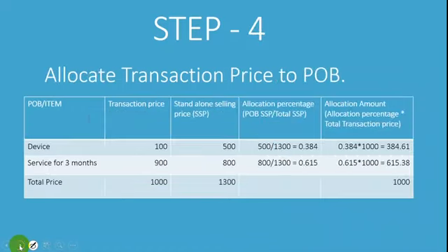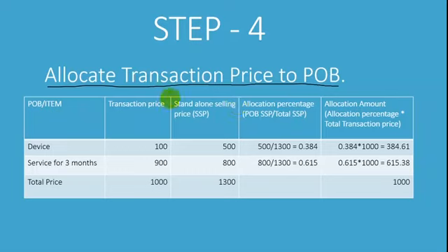Next, step 4. Allocate the transaction price. So please carefully listen to this. If you don't understand, go and visit once again. I mean, watch this video again. This is one of the important steps in the SAP IFRS, I mean, SAP RAR or IFRS 15 framework. If you understand allocating the transaction price to POBs, then you understand 50% of SAP RAR.